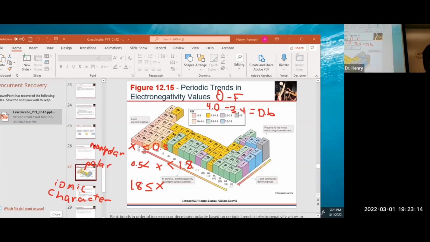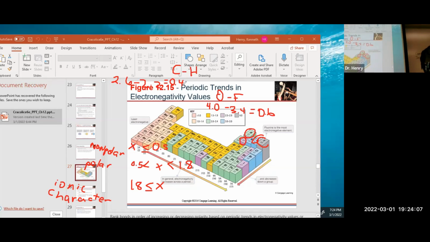Okay, so here we have oxygen and fluorine. The difference between the two is 0.6. Is that going to be polar or nonpolar? It's going to be polar, right? Because 0.6 falls between 0.5 and 1.8. Okay, so if I have a bond between carbon and hydrogen, carbon is 2.6, hydrogen is 2.2. So 2.6 minus 2.2, and if my math is correct, is 0.4.